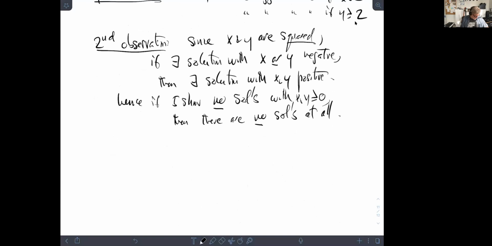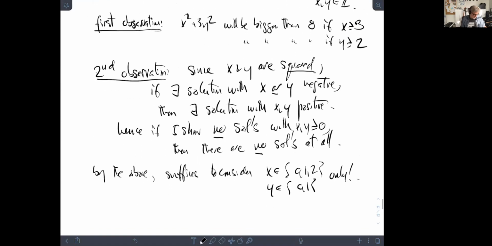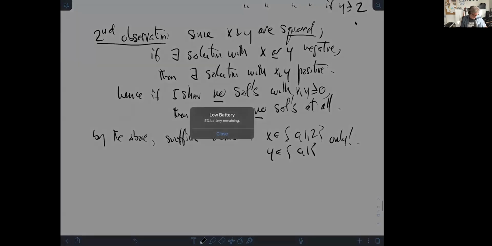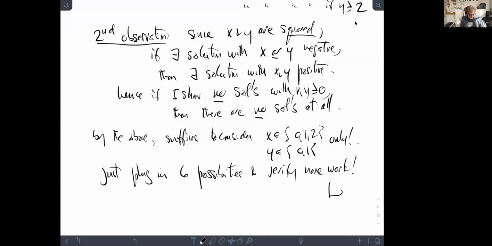Okay, so by the above, it suffices to consider x equal to 0, 1, 2 and y equal to 0, 1 only. That's all you need to look at, right? And what do you do? You plug in the 6 possibilities and you see that none of them will work. Okay, then just plug in the 6 possibilities and verify none work. That's it. I'm not going to do it. It's just elementary checking, right?